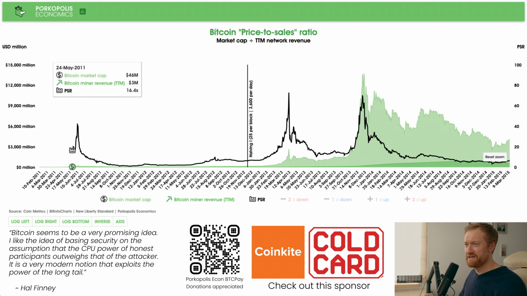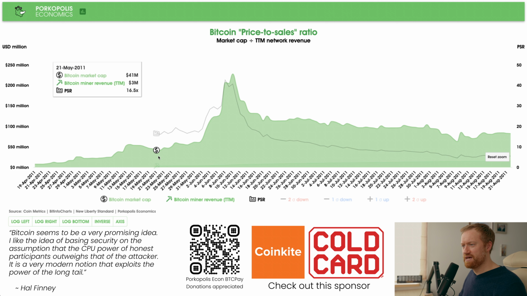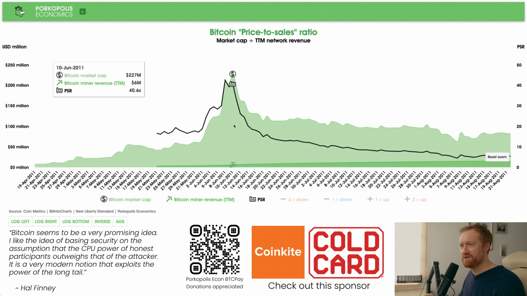So my USD data starts on Bitcoin Pizza Day, May 22nd, 2010. That means by May 21st, 2011, I will have my first full year of data for miner revenue. Again, which is comprised of the block reward plus fees. At that time, miners were fighting for $3 million worth of revenue. As we talked about in prior videos, over a trailing 12-month basis, the market cap was $41 million. Divide the top number by the bottom number, you get the PSR, the price to sales ratio, of 16.5x.